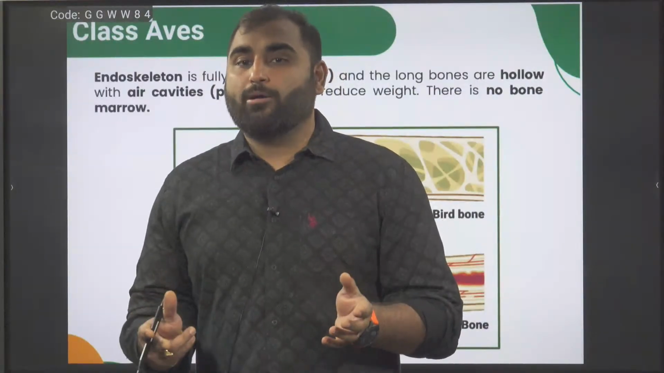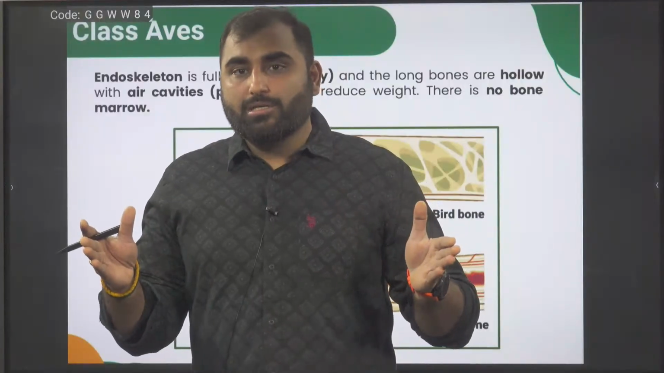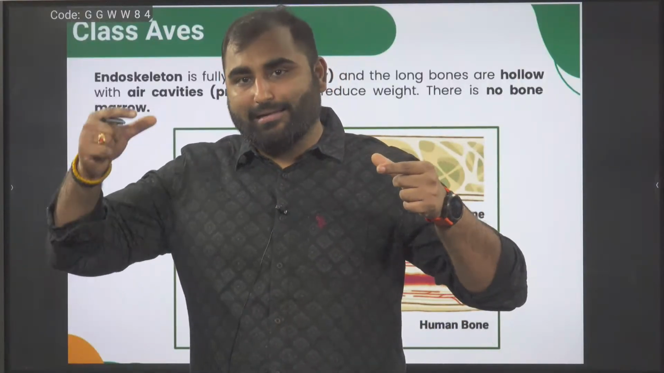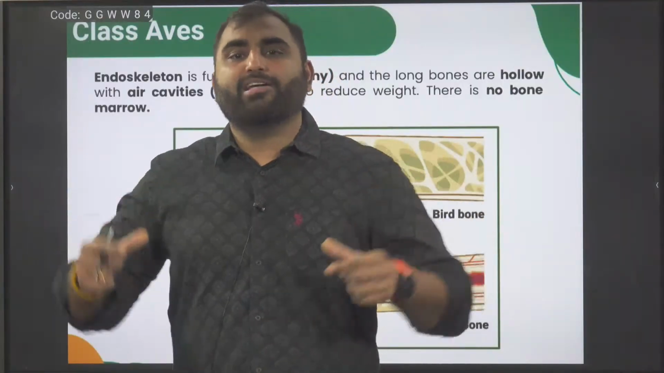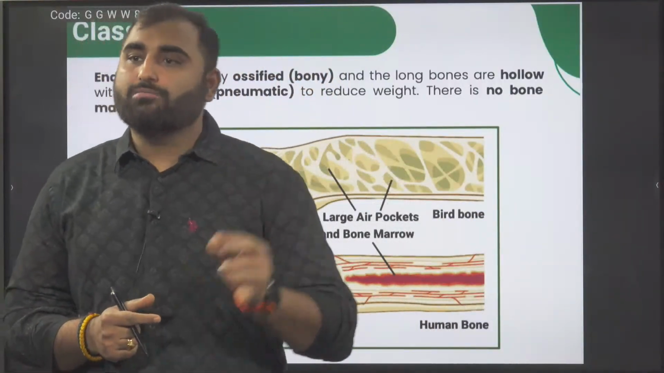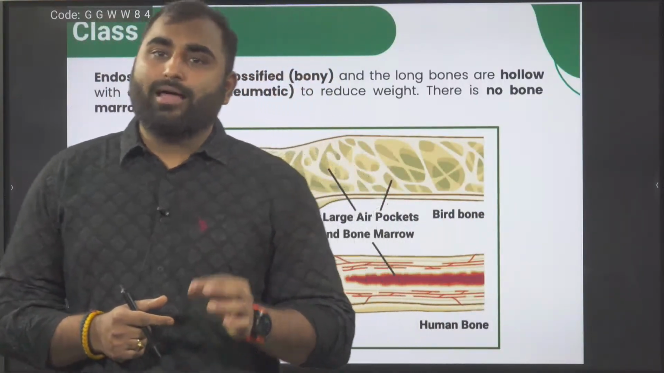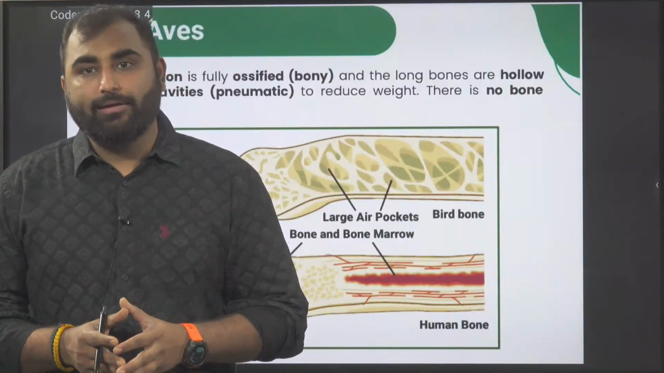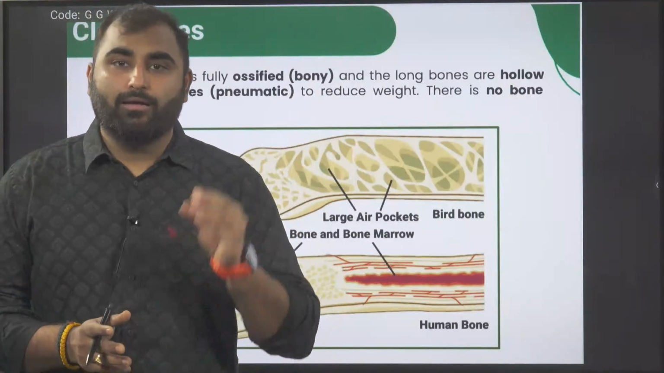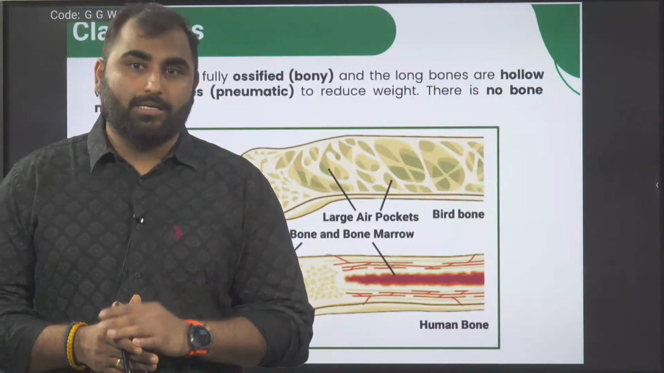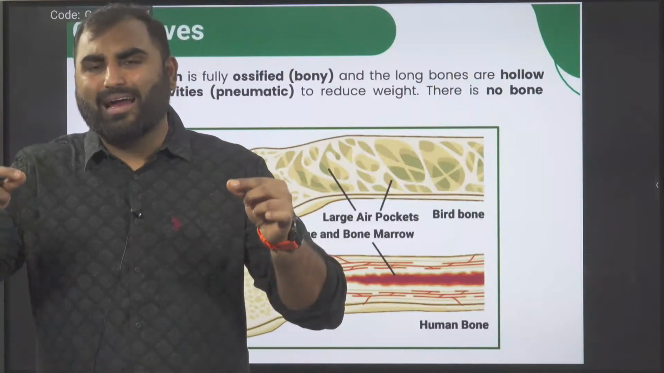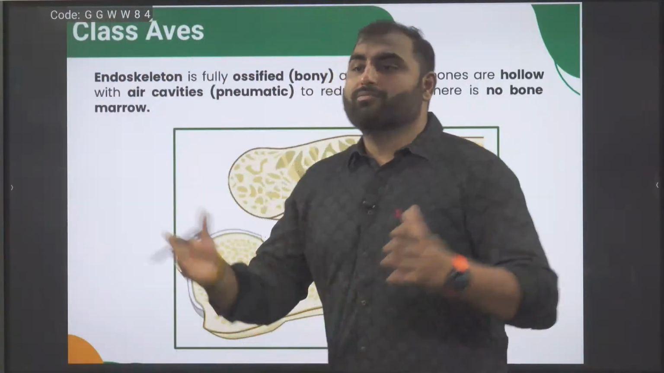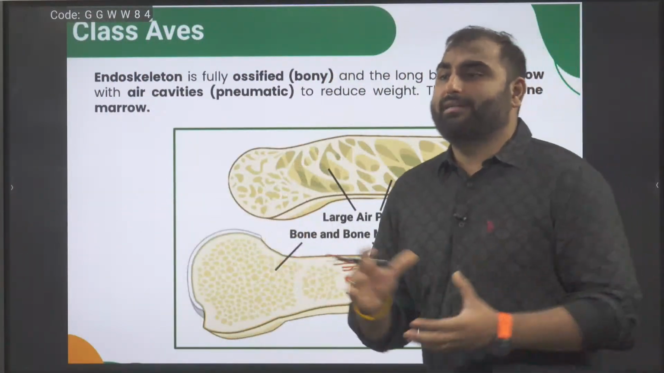So where is the bone marrow found? In some of the long bones of the birds, at the epiphysis region, at the ends of the bones, there is an epiphyseal region. There we will get some bone marrow. And there the stem cells will be making what? The RBCs, right? So that's how they do their red blood cell synthesis. So they have bone marrow, but only at the end of the long bones, near the epiphyseal region. The remaining bone is without any bone marrow. Hollow air cavities are there.